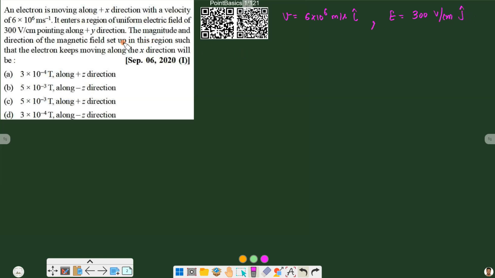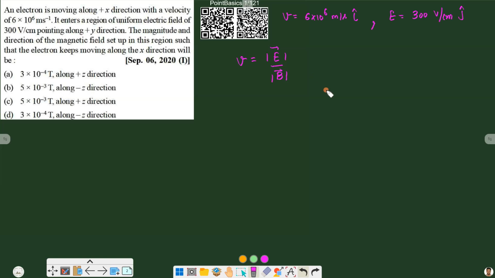The magnitude and direction of the magnetic field set up in this region such that electrons keep moving along the x direction will be. Now we know that the velocity is given by E by B, where E is the electric field and B is the magnetic field. These are magnitudes of their respective fields, and this formula is valid when the electric and magnetic forces are balanced with each other.